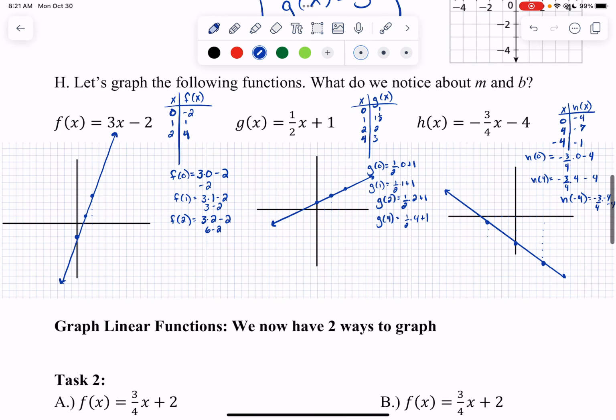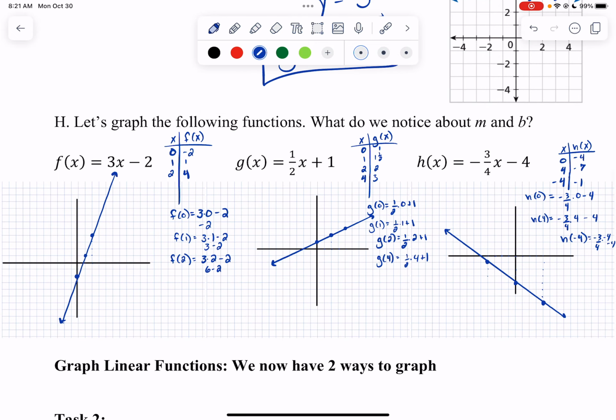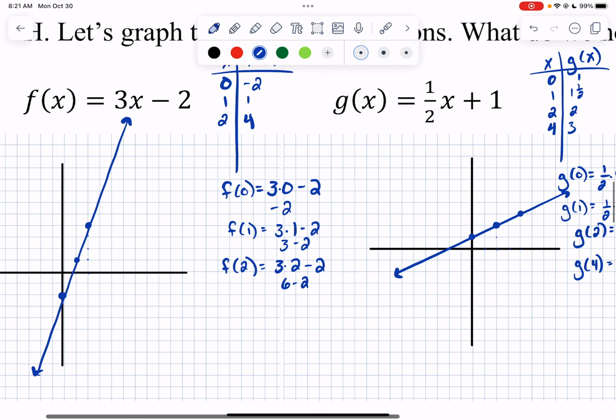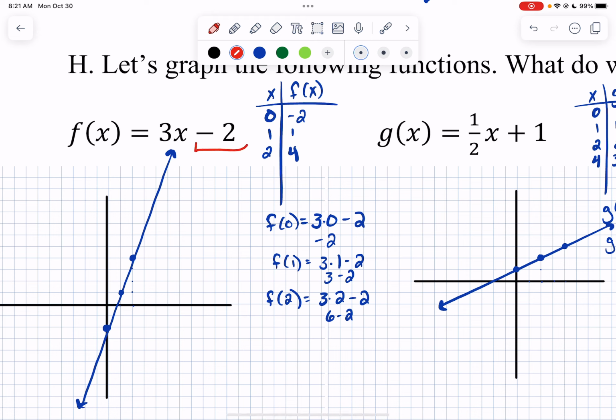All right, so it says, what do we notice about m and b? Okay, I don't know if you noticed it. You might not have, but let's look at all the b's. My b in this case is negative 2. In this case, my b is 1. And in this case, my b is negative 4.